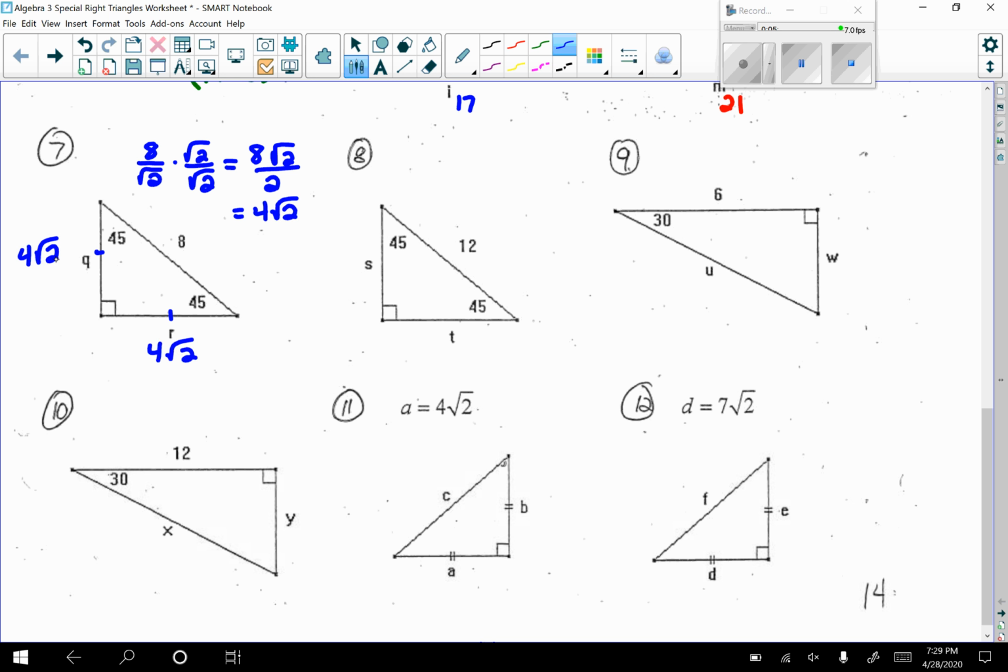And again, you could check this if you took the quantity 4 radical 2 squared plus the quantity 4 radical 2 squared. It should give you 64, and the square root of that would give you 8.